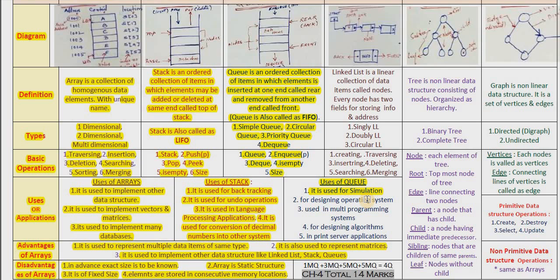Simulation means, for example, training pilots how to fly airplanes like this. Then queue is used for designing operating systems, and queue is used in multi-programming systems. Queue is used in algorithms, and it is used in print server applications. So this is about queues.